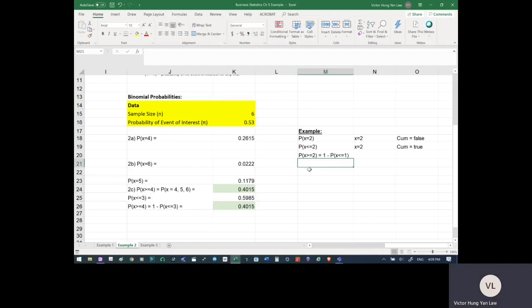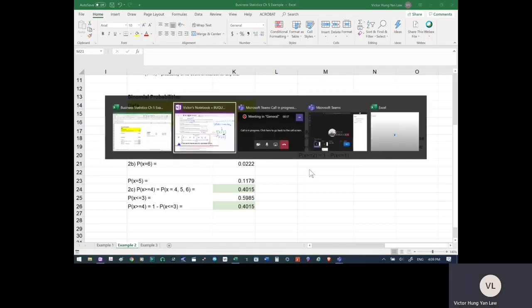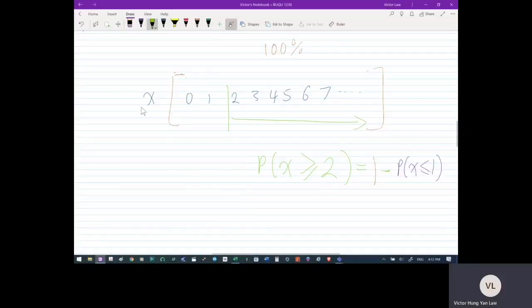So we're going to look at it from a graphical perspective. In this diagram here, we have x, and x starts from 0 and goes all the way to infinity. In our third scenario, what we're looking for is the probability of x is greater than or equal to 2. So from a diagram perspective, what we're looking at is all the numbers from 2 and then to the right. So 2, 3, 4, 5, 6, 7, all the way to the right. That's what we're looking for. We're looking for the probability of x is greater than or equal to 2.